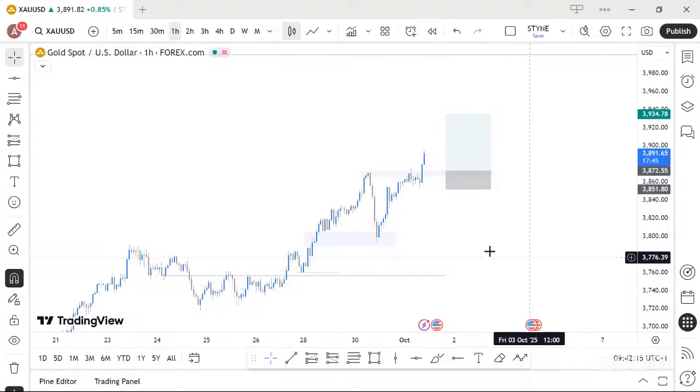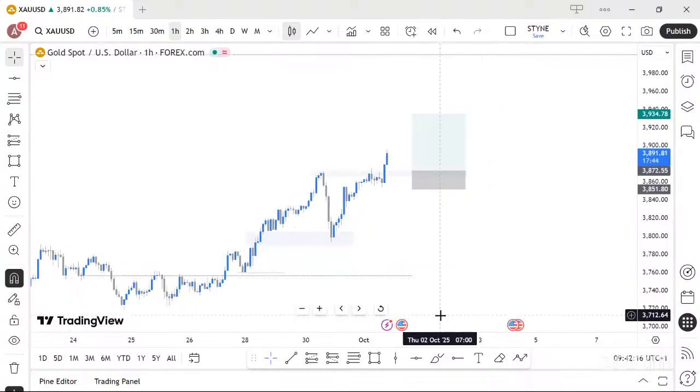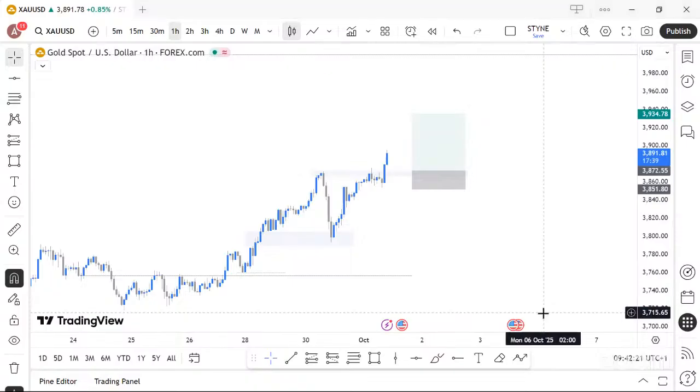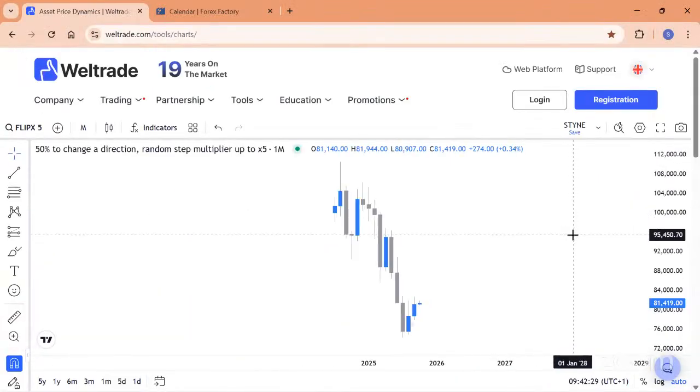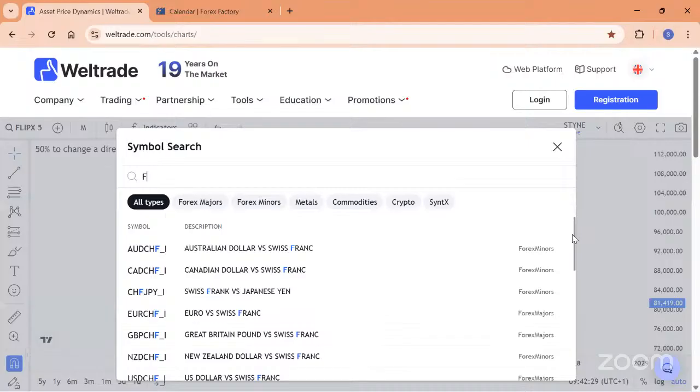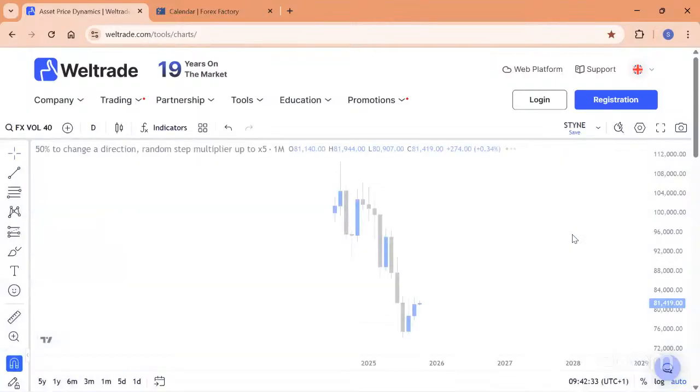All right, so that's that for currencies. We are just basically waiting for things to occur. Currently, there isn't much buy or sell instant in the market. So I wanted to update us on the FX Vol 40 trade.